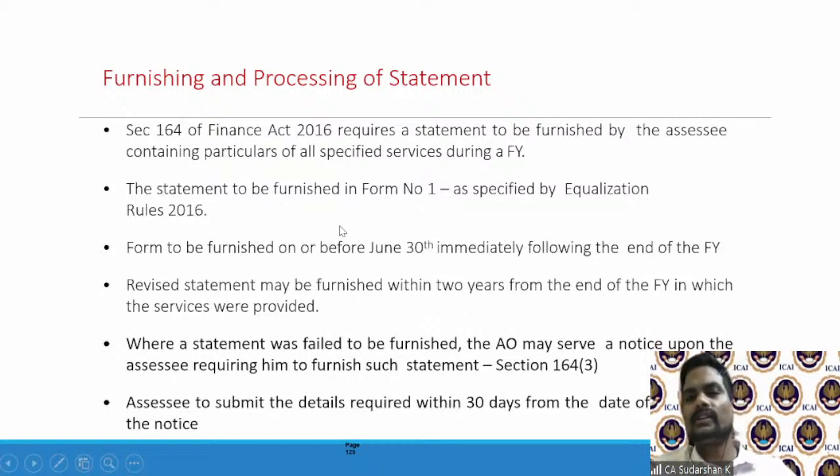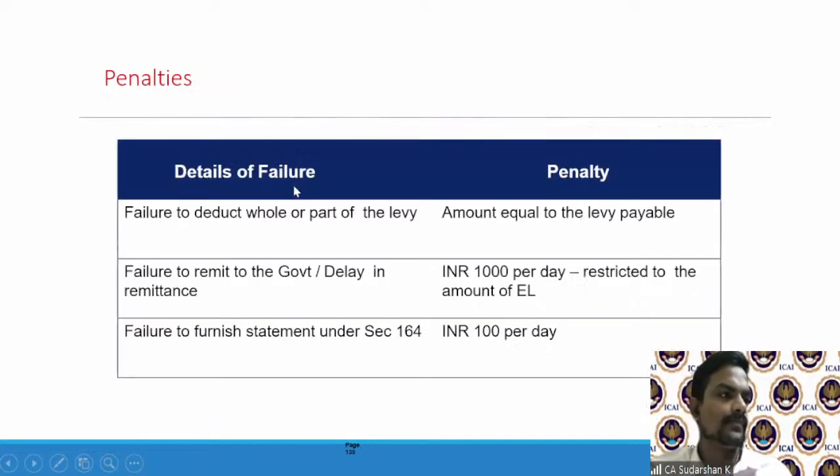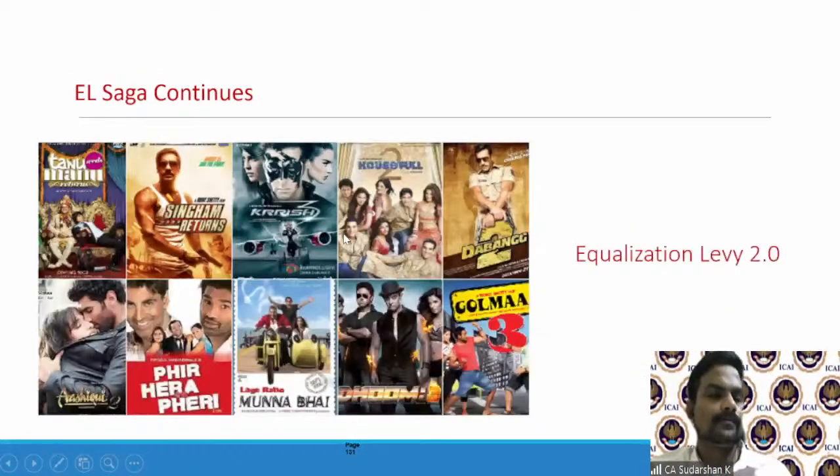The rest of the things are very procedural. What is the form to be filed? When should I file it? You can have a look at it in the material. Penalty of 1,000 per day for failure to furnish the statement. So there is something like your TDS statement. You need to file your equalization levy statement as well. What is the amount paid? What is the amount of equalization levy deducted?